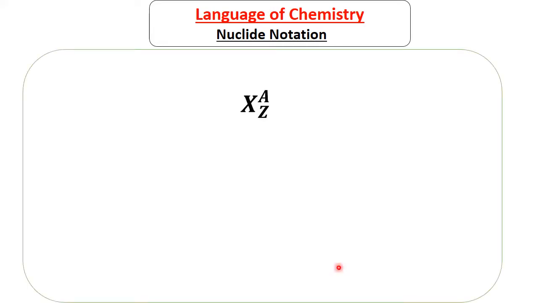So usually the nuclide notation of elements is represented by this. This will be the symbol of an element. For example, for helium it's going to be He.